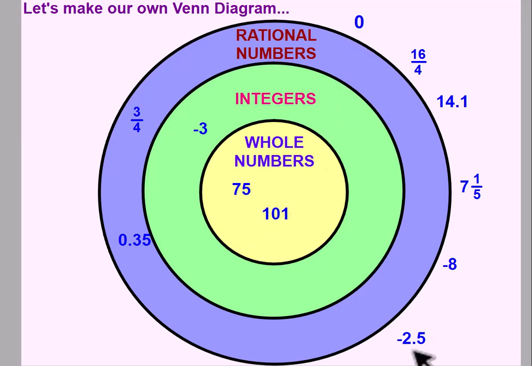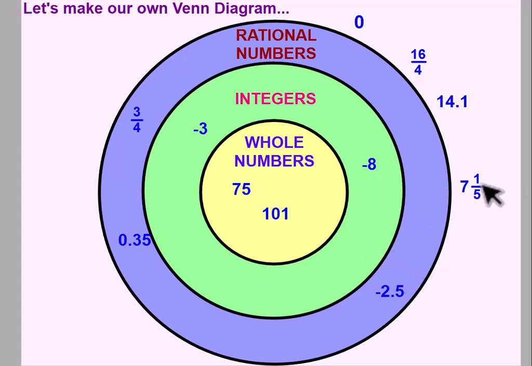Coming over here, we'll start down here. -2 and 5/10, it's got a part, but it's a negative. Just because it's a negative doesn't mean that it's not rational. Because it has that part, it makes it a rational number. -8, it's a negative whole number, that's an integer.